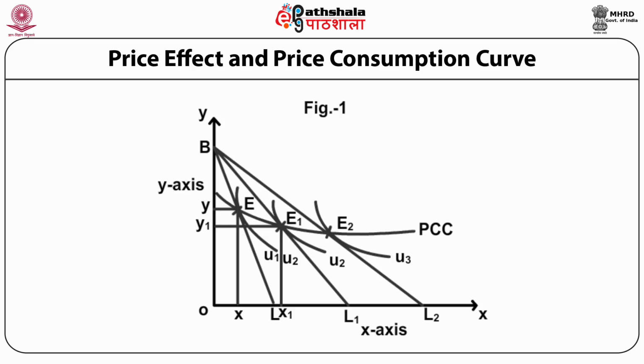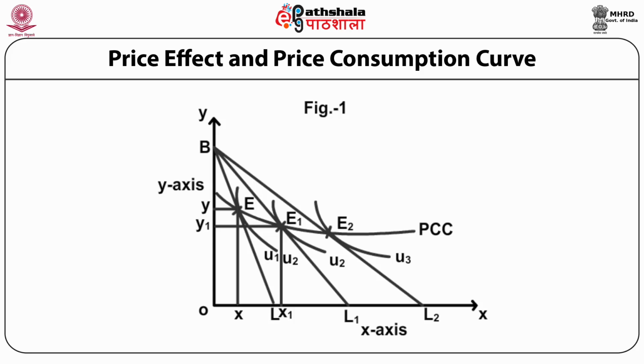Now, let us see how we can show the price effect and price consumption curve diagrammatically. In this diagram, good X and good Y are measured along the horizontal and vertical axes. Initially, BL is the budget line and U1 is the indifference curve. The consumer is at equilibrium at point E, where the two conditions of consumer equilibrium are met: the slope of the indifference curve is equal to the slope of the budget line, and the indifference curve is convex to the origin. At point E, the consumer is consuming OX of good X and OY of good Y.